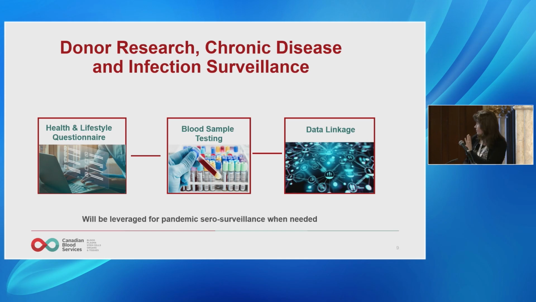So at Canadian Blood Services, we propose to reorganize what we do to better facilitate public health research. So that would be our donor research. We want to do chronic disease and infection surveillance through having a health and lifestyle questionnaire first, for a large cohort of our donors, those who wish to be involved in research. And then we will also have a way of selecting blood samples and have data linkage set up.